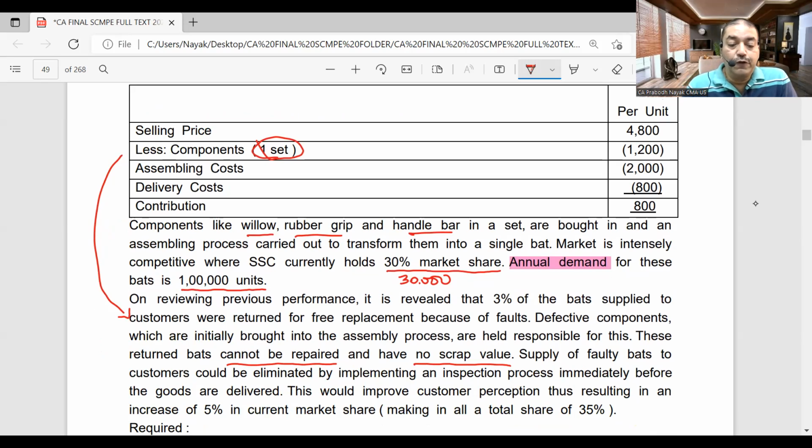Supply of faulty bats to the customers could be eliminated by implementing an inspection process immediately before the goods are delivered, after they are manufactured but before they are delivered. This would improve customer perception, thus resulting in an increase of 5% in the current market share, taking the total share to 35%. So now we are having 30%, so it will increase to 35%.